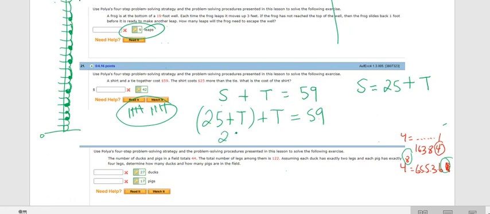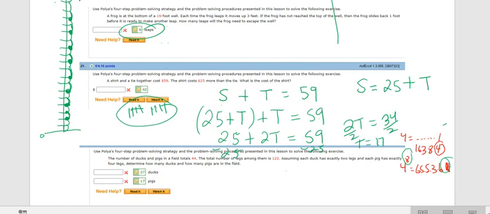So if we combine the equation here, we have one tie, so that's going to give you 2 ties, or 2t. And then we can subtract 25. So we end up with 2t is equal to 34. Divide by 2. So t is equal to 17. So that's how much a tie costs.